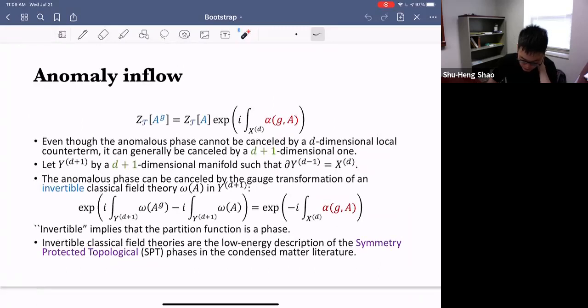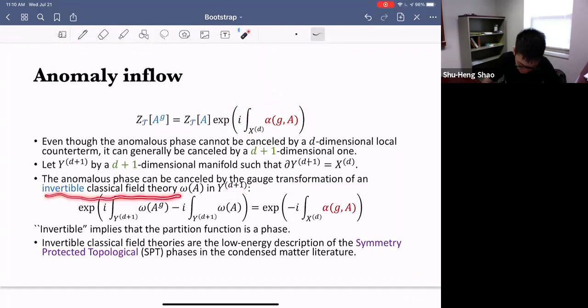One convenient way to classify or characterize anomalies is through the anomaly inflow mechanism. As I said before, even though the anomalous phase cannot be canceled by a d-dimensional local counterterm, it can generally be canceled by a (d+1)-dimensional local counterterm. More specifically, let Y be the (d+1)-dimensional manifold such that its boundary is the spacetime manifold of our quantum system. There's a typo here, this should be plus. Then it's generally the case that the anomalous phase, this guy, can be canceled by the gauge transformation of an invertible classical field theory in one dimension higher.